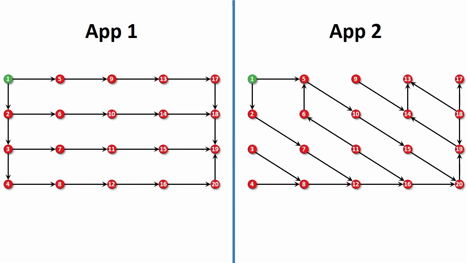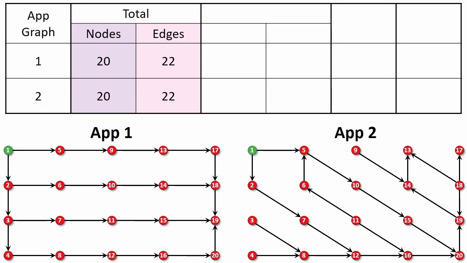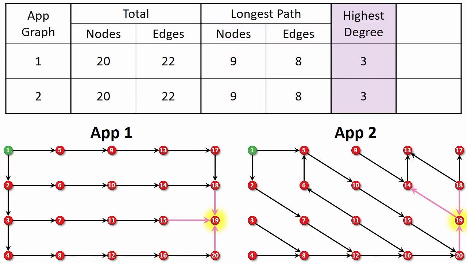We can use some traditional metrics from graph theory to measure the apps. Both graphs have 22 edges that connect 20 nodes. We can compute the longest path in each graph, and for both apps, the longest path contains 8 edges. Another graph theory measure we can compute finds the node with the highest degree, which is the sum of its inbound and outbound edges. Node number 19 for both apps illustrates that the highest degree for both graphs is 3. So traditional metrics for graph complexity have us at a stalemate.